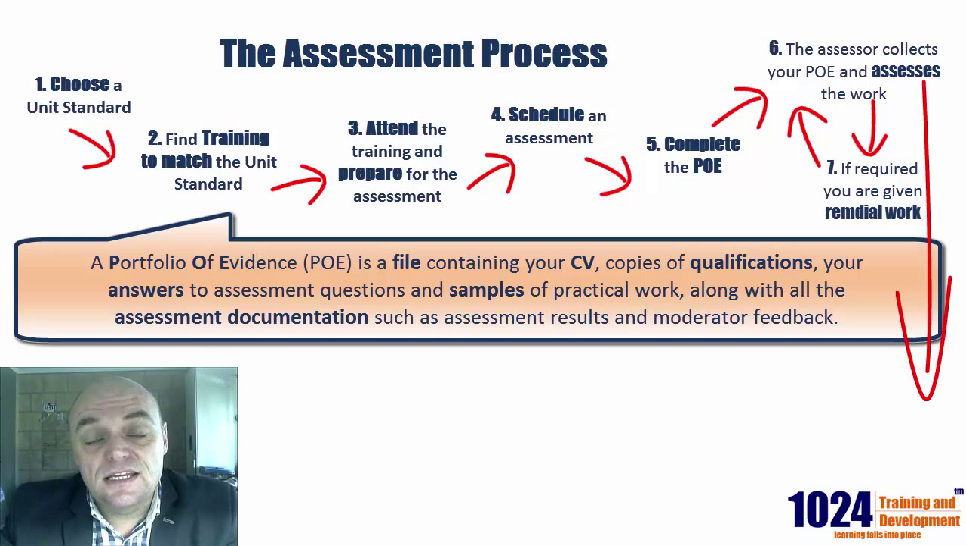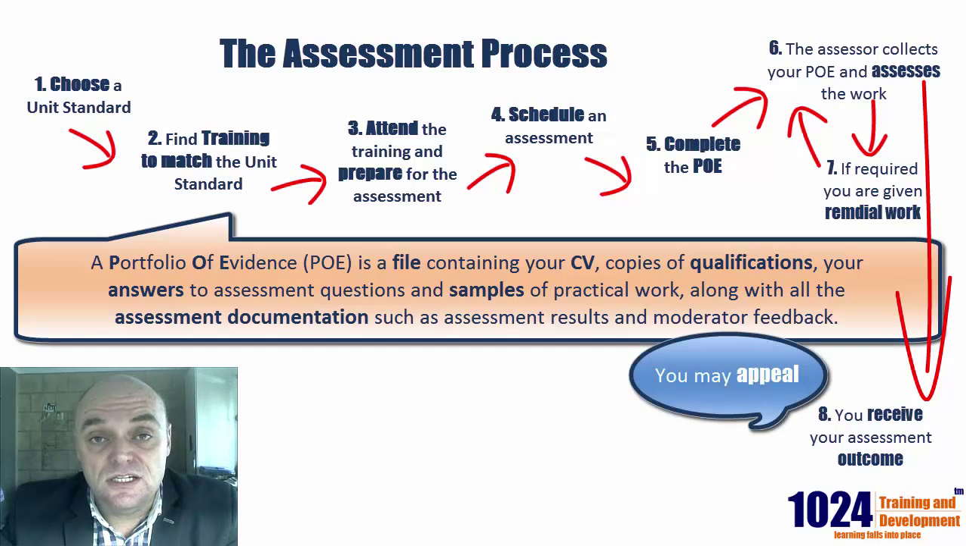Once the assessor is satisfied that you've provided sufficient evidence to prove your competence against the unit standard, he or she will provide you with the assessment decision. Depending on the outcome of this assessment decision, you might decide to appeal the decision. You need to check with your training provider what the process is for appeals against such a decision.